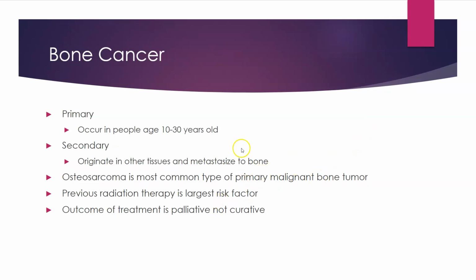Bone cancer, this is more aggressive. So this occurs in people aged 10 to 30 years old, so it's kind of younger adults, generally speaking. And then it can originate in other tissues and then metastasize to the bones, or it can go from the bone into other tissues. So osteosarcoma is the most common type of malignant bone tumor. Radiation therapy is the largest risk factor, so if they've had radiation therapy before, this can lead to osteosarcomas. And unfortunately, treatment is usually palliative in these cases and not necessarily curative.